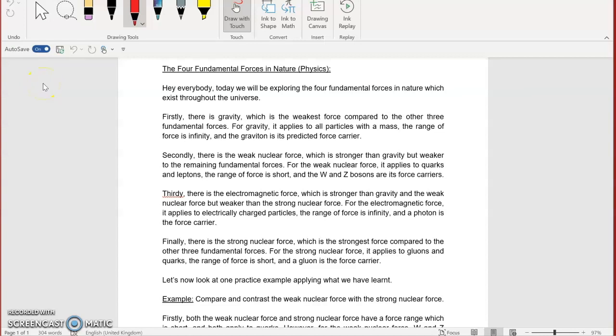Hey everybody, today we'll be exploring the four fundamental forces in nature which exist throughout the universe.